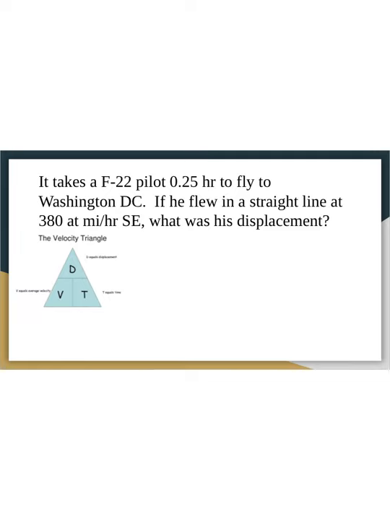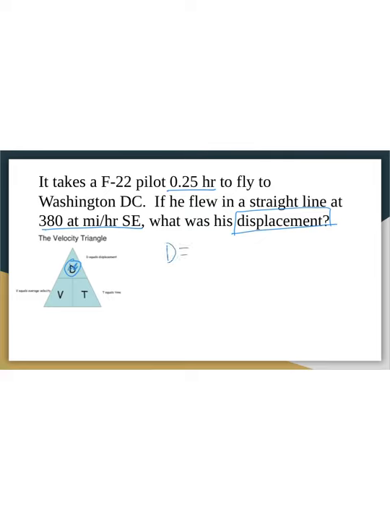We once again underline what we're given. So here we have 380 miles per hour SE. That means it's a velocity because you know how fast and what direction. And you have 0.25 hour, which is obviously time. We're trying to find displacement, so we box that. So our goal is to get to the displacement. If we cover that up, we would have D, which is what we're trying to find.